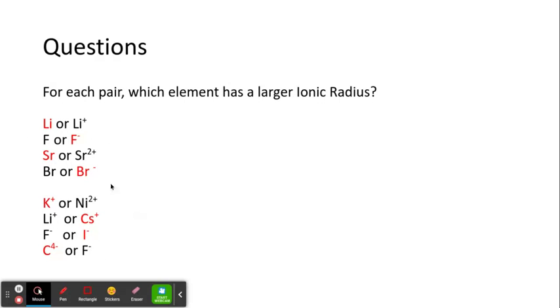All right, so you can see I have in red the answer. So we have lithium for the first one, F minus for the second, Sr for the third, Br minus for the fourth. Now for the first in the bottom set, it's K plus, then Cs plus, I minus, and C minus 4. Okay. All right, guys. Well, that's ionic radius. Nothing too difficult. All right, guys. Talk to you later.